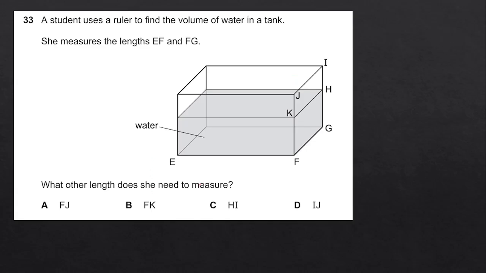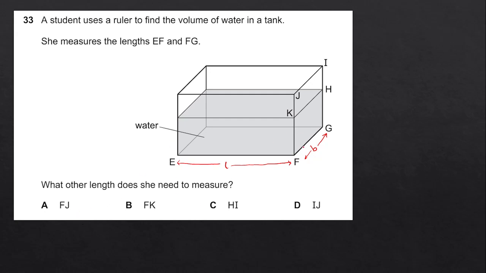Let's look at question 33. A student uses a ruler to find the volume of water in a tank. She measures the length EF and FG. So EF is the length of the tank. Now FG is the breadth of the tank. Now what other length does she need to measure?